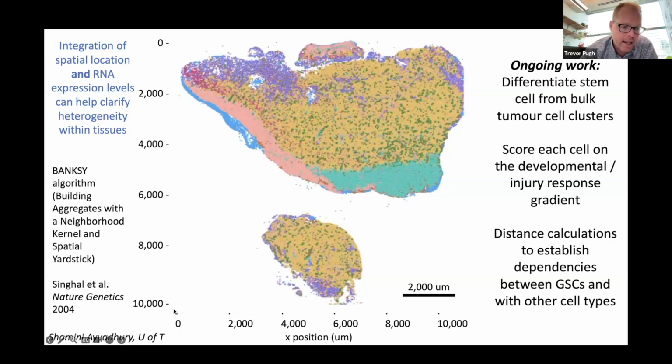And this is all work done by a postdoc with Gary Bader and I, who's actually organized a spatial RNA sequencing workshop. People interested in going to that can do so through Canadian Bioinformatics.